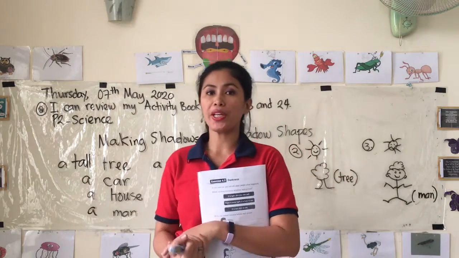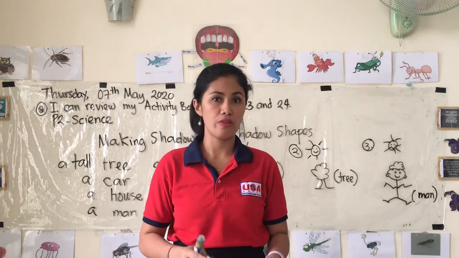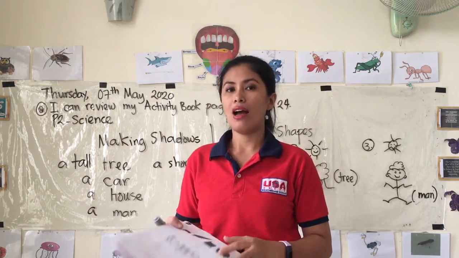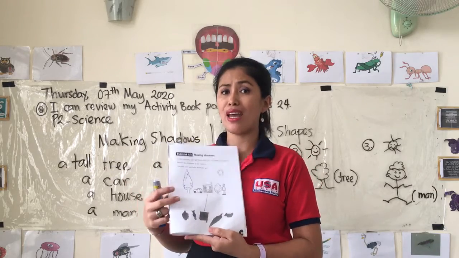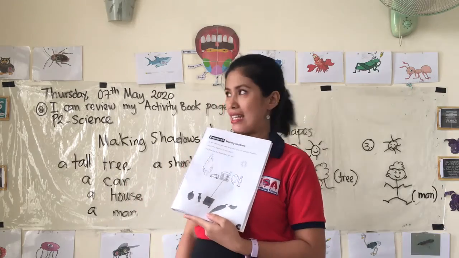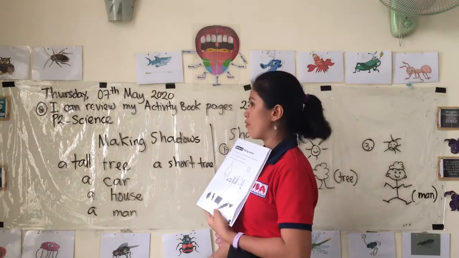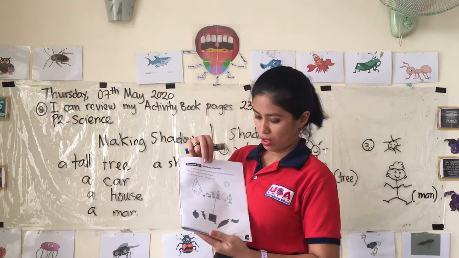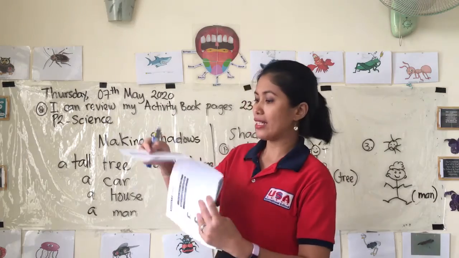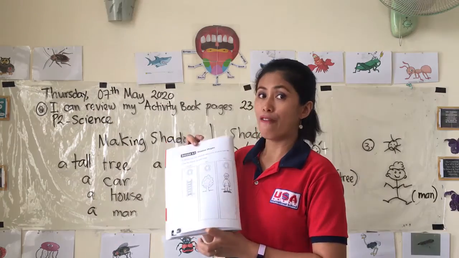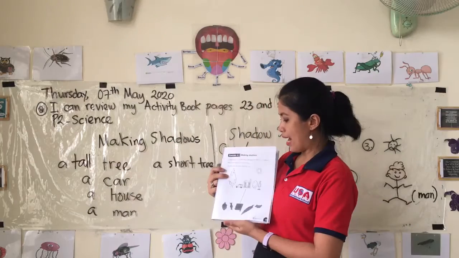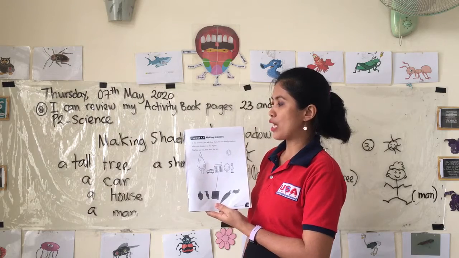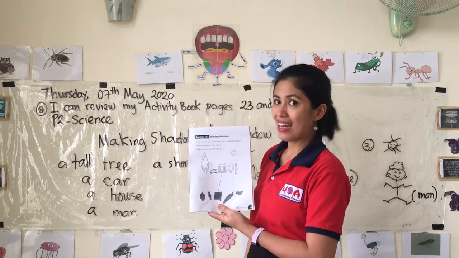So our learning objective today is that we are going to review, or if some of you haven't answered this one, then you can do this today. Okay, so we are going to review or answer our activity book pages 23 and 24. For page 23, it's exercise 4.3, making shadows.